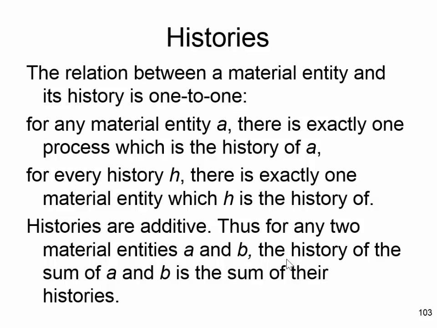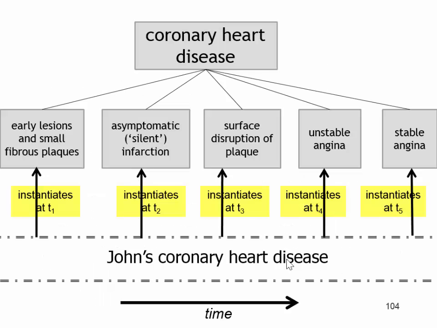Now, disease. I'm going to spend most of the rest of the tutorial talking about things like diseases. So just as John has a temperature which cycles through different values, so John's coronary heart disease starts differently from the way it resolves itself into some stable chronic angina. So we start with early lesions and small fibrous plaques. It may even not be such that anyone is aware that John has coronary heart disease here, but then gradually it moves. Silent infarction, surface disruption of plaque, and then unstable angina, and then resolution into stable angina. And there's a lot of treatment activity along the way.